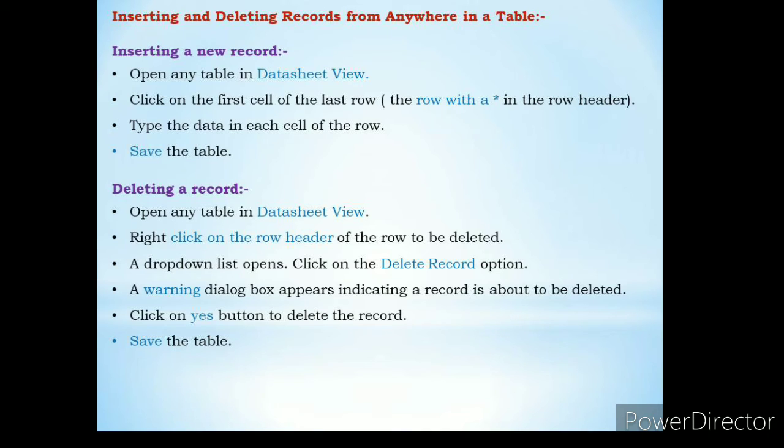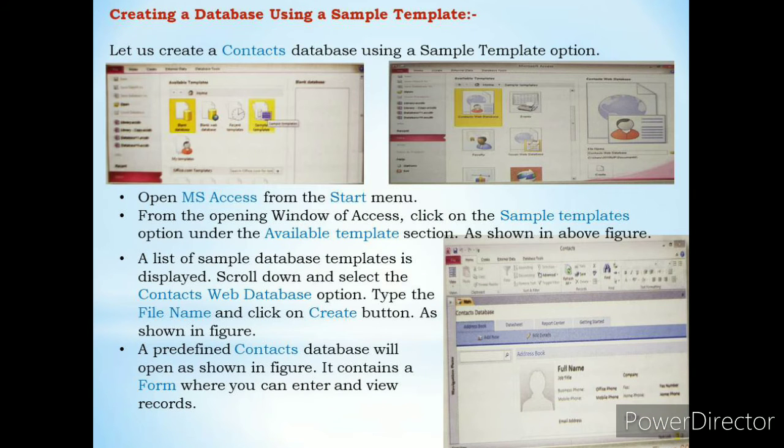Now, for deleting a record, these are the steps we have to follow. Number 1, open any table in datasheet view. Next, right click on the row header of the row to be deleted. A drop down list opens. Click on the delete record option. A warning dialog box appears indicating a record is about to be deleted. Click on the yes button to delete the record. Save the table.